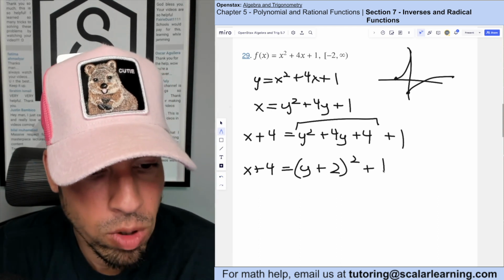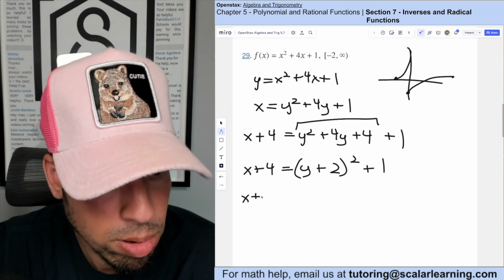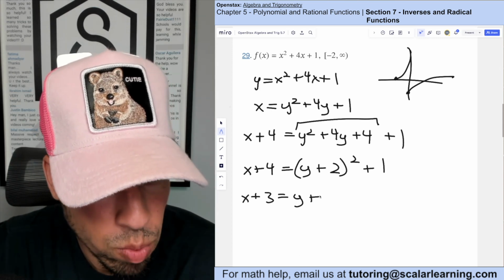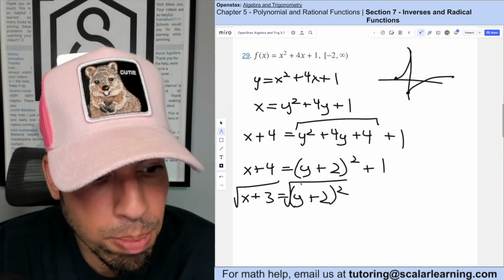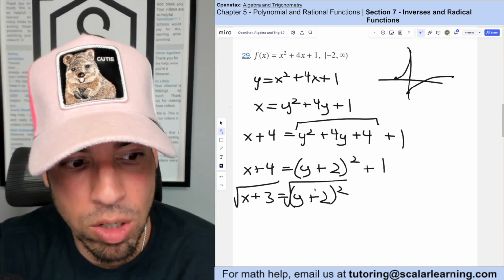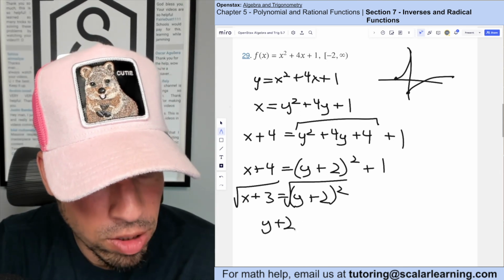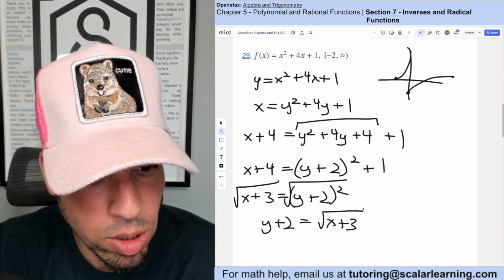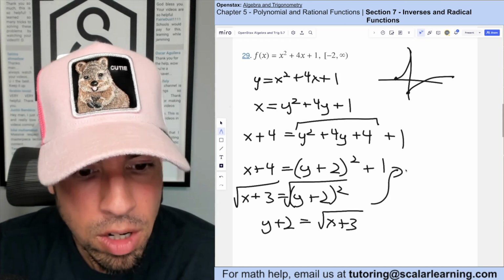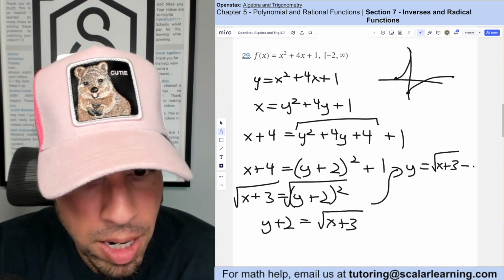So then we have the plus 1 out here. Now it's going to be easy to isolate. Now I can subtract 1. I got x plus 3 equals y plus 2 squared. Then I'm going to take the square root of both sides. Again, that's a plus or minus, but as we mentioned at the beginning, we don't need the negative side. So I can just say, and let's flip it around, y plus 2 equals the positive square root of x plus 3. Last but not least, we're going to subtract 2 from both sides. So we got y equals radical x plus 3 minus 2.